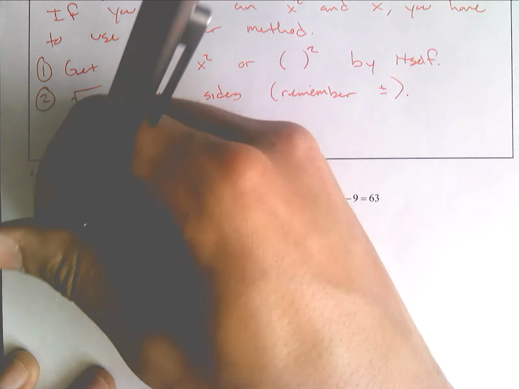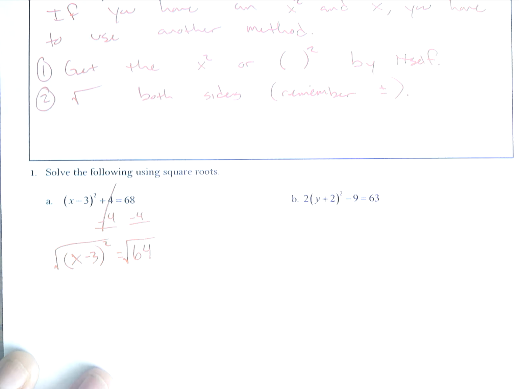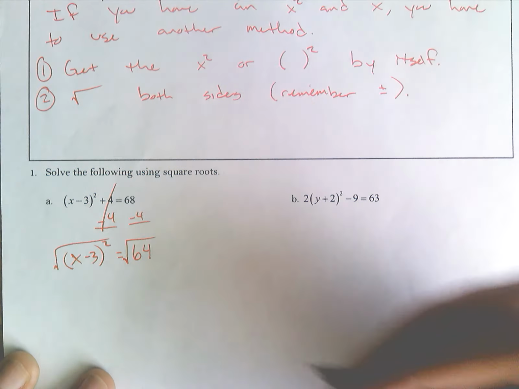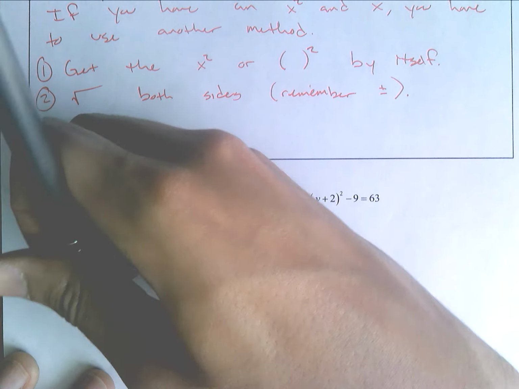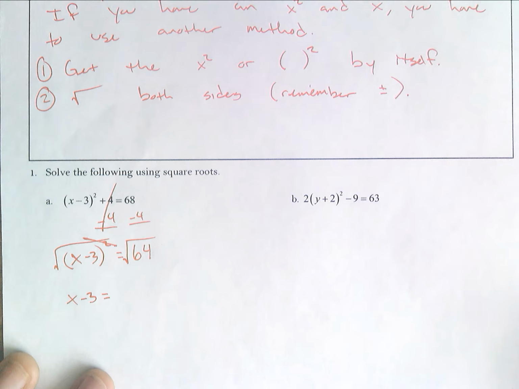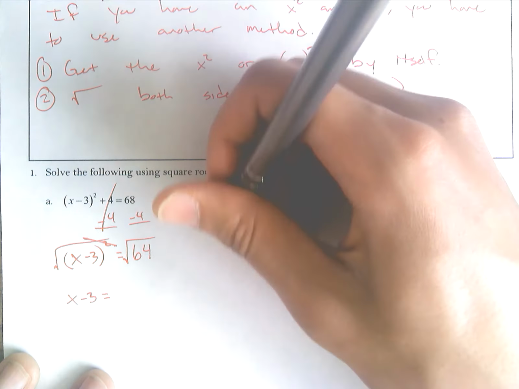We're going to square root both sides. On the left-hand side of the equation, our square and square root cancel one another, so we're just left with the quantity x minus 3. And then on the right-hand side, the square root of 64, let's go ahead and use the jailbreak method.